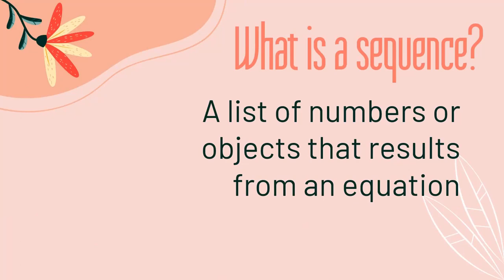So, first of all, what in fact is a sequence? Well, a sequence is just a list of numbers or objects that results from an equation. Like 1, 2, 3, 4, 5 would be a sequence because I'm adding 1 each time. It's that kind of idea. You guys have played with sequences probably for years in your math classes. Now we're just getting formal definitions.